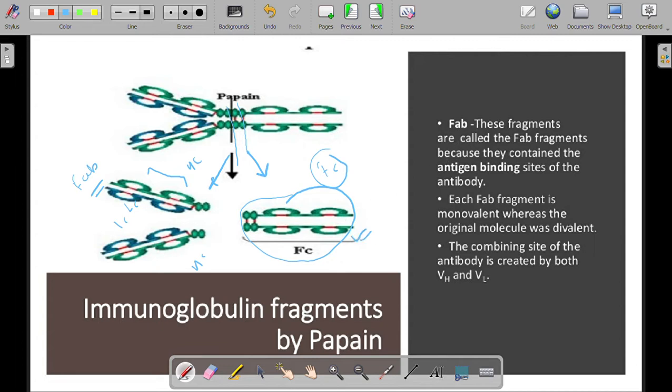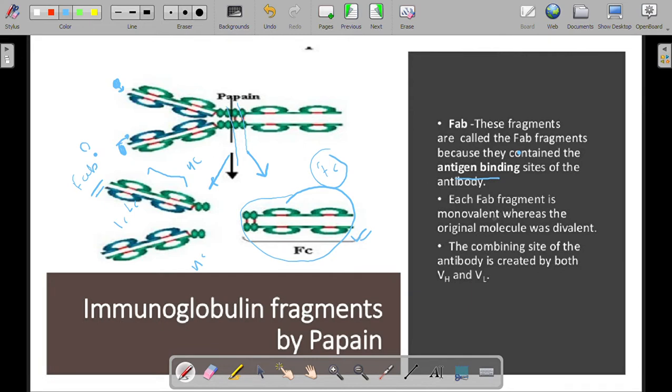So what is Fab? First of all, you will ask the question, what is Fab? Fab fragments are called Fab because they contain the antigen binding site. When an antigen comes, it will bind here. So this is the antigen binding site.